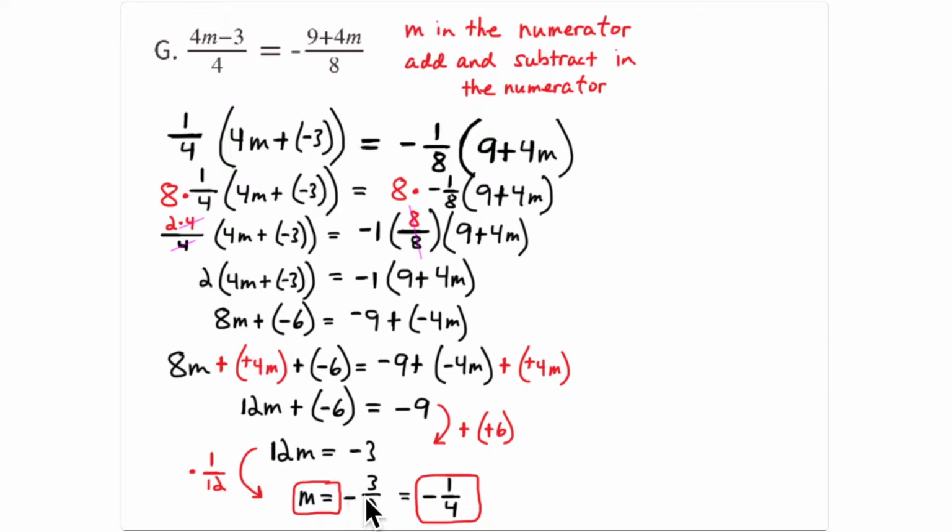This is not subtraction. I don't like the way I did this because it makes it look like subtraction. This is a negative 3/12. So it's 1/12 times negative 3, and that simplifies to negative 1/4.